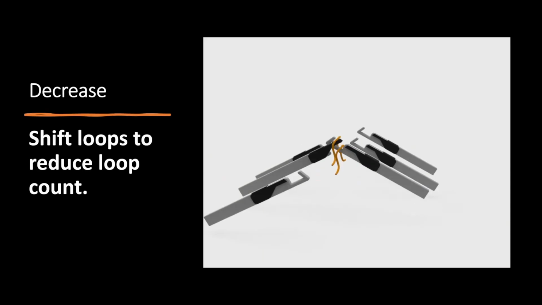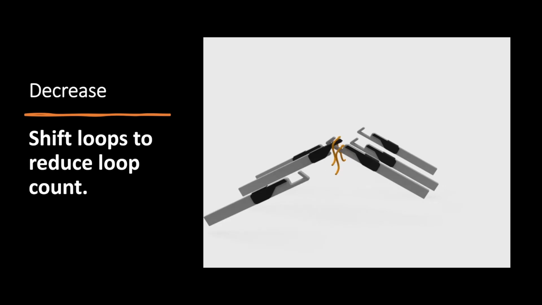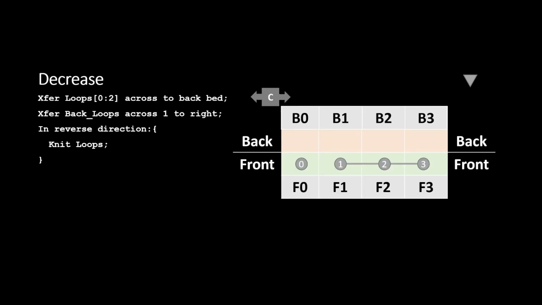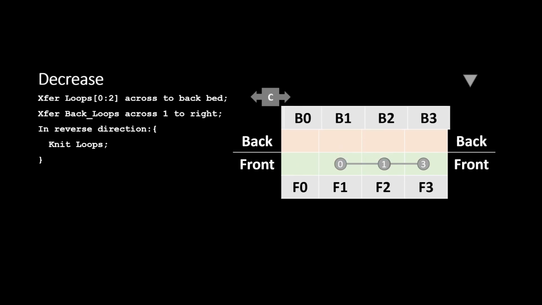We could use a similar pattern to create a decrease or reduce the number of loops, transferring to the opposite bed and then moving the needles over, shifting them to create a decrease. So in this example, we're again going to transfer our loops across the back bed, transfer the back loops across to the right this time, overlapping them, and then knit on them to create a decrease structure. Here we see the move from over, across, and back down. And then we knit across using the carriage pass in the direction that we specify.